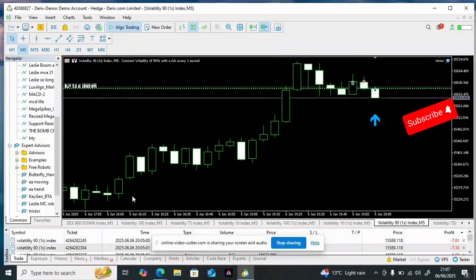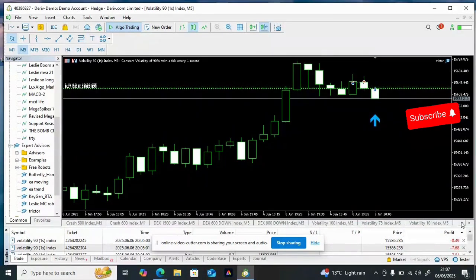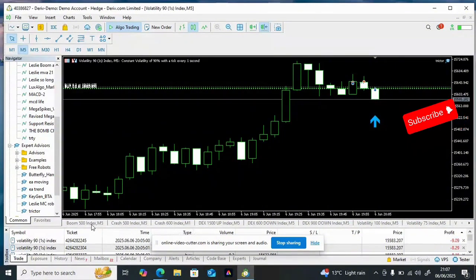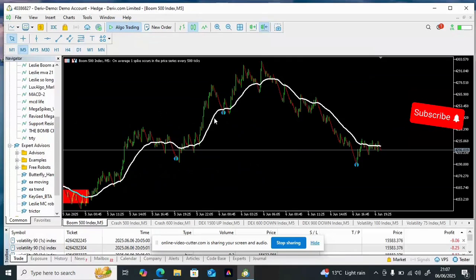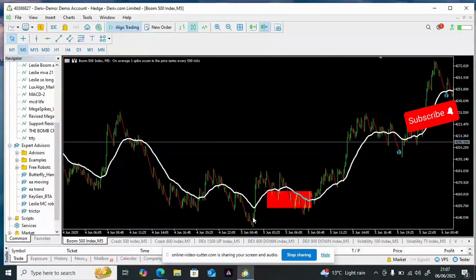We are interested in Boom and Crash. All right, Boom and Crash. So let's have a look at it. Let's start with Boom 500. On Boom 500, what we are having right now is what we call a spike strategy.